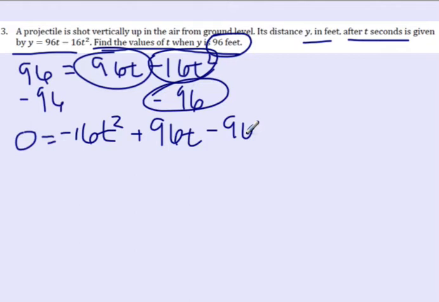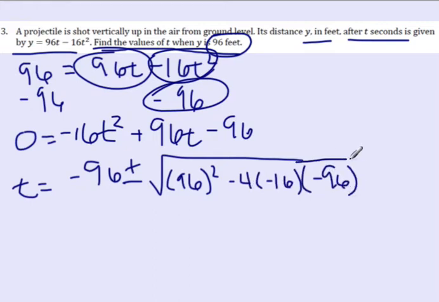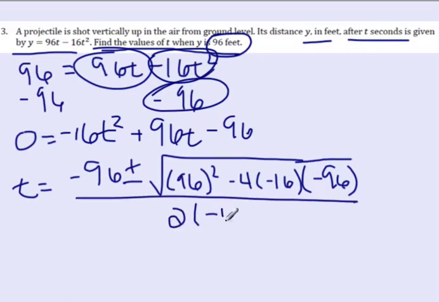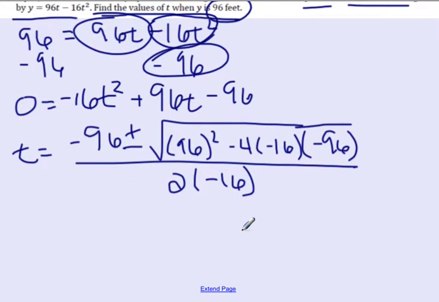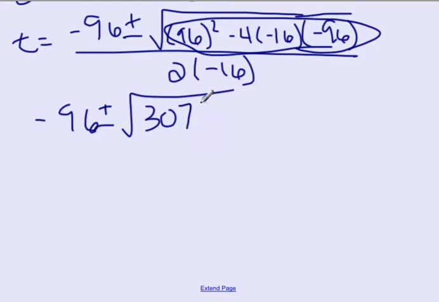So now I'm ready to plug this into the quadratic formula. I get that t is equal to the opposite of b plus or minus the square root of b squared minus 4 times a times c, all over 2 times a. The first thing I want to do is simplify underneath this radical. I'm going to figure out what 96 squared minus 4 times negative 16 times negative 96 is. When I do that, I get 3,072. That's going to sit underneath the radical. That's going to be divided by 2 times negative 16, which is negative 32.